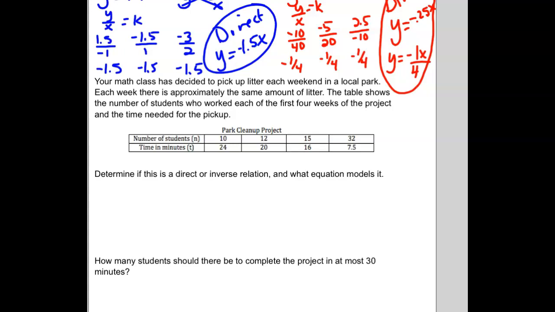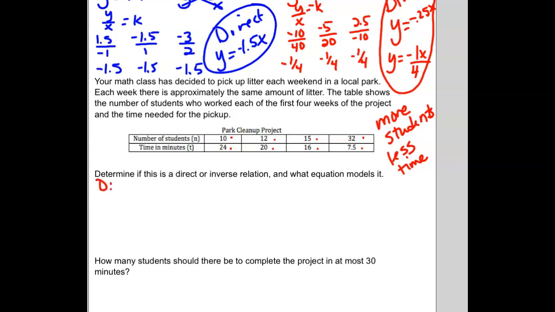So if we have 10 students working, it took us 24 minutes to clean up the park. If we have 12 students working, it took us 20 minutes. 15 students only took 16 minutes. If we had 32 students, it only took 7.5 minutes, which makes sense. The more students, the less time it's going to take. All right, so determine if this is direct or inverse variation, and then what equation models it.